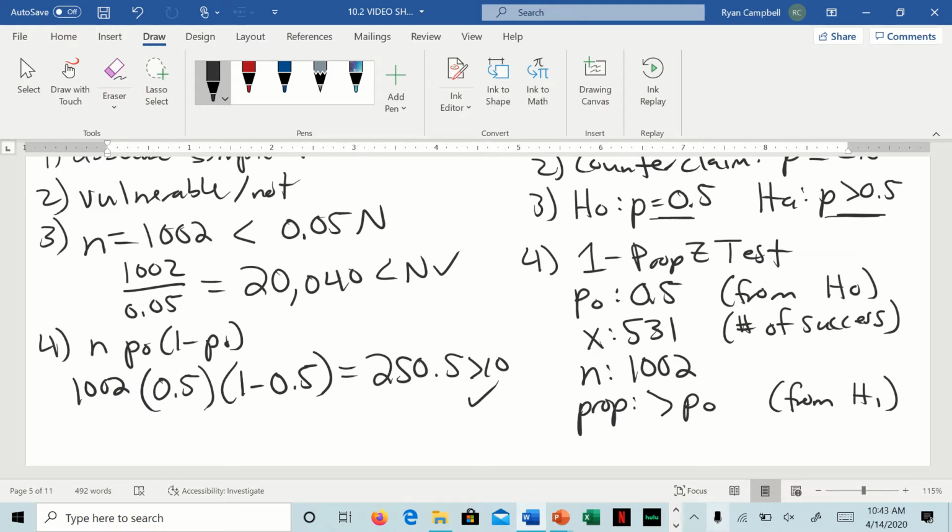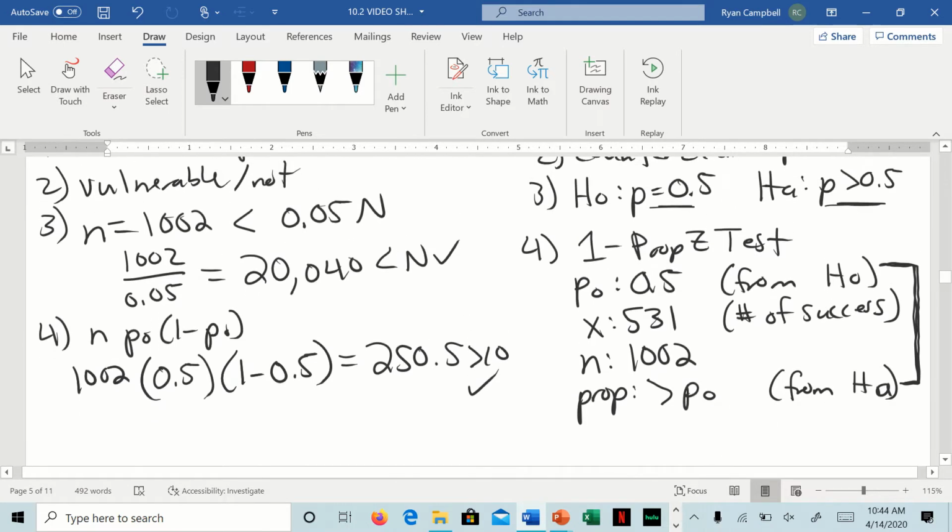So we need to have both of our hypotheses inside our test. P naught comes from H naught, and the last statement comes from H1. Or sorry, HA, my bad. Now, some of y'all might be confused because there's a P here, and there's a P there, so shouldn't that be switched? But remember, P naught is 0.5. So this is just saying greater than 0.5, which is what this says, greater than 0.5.